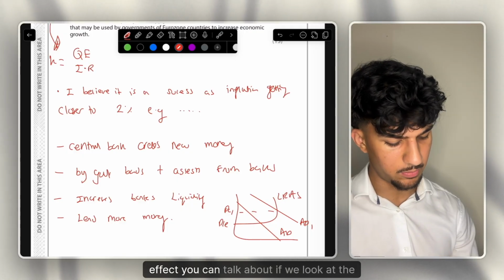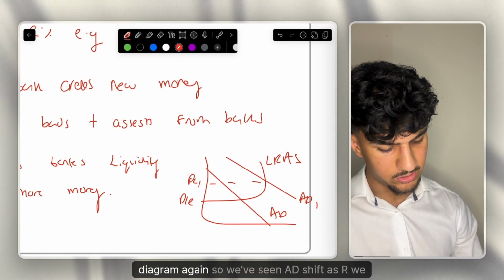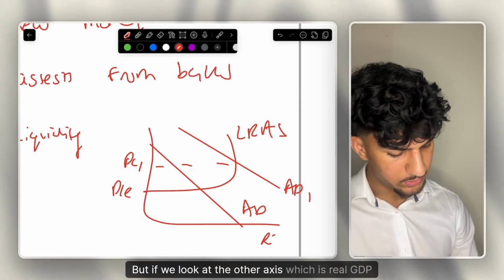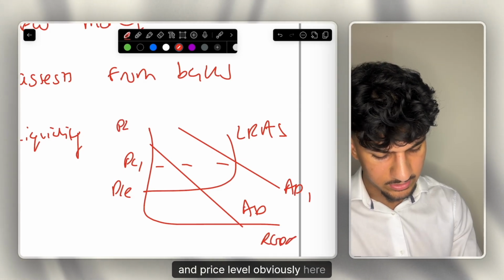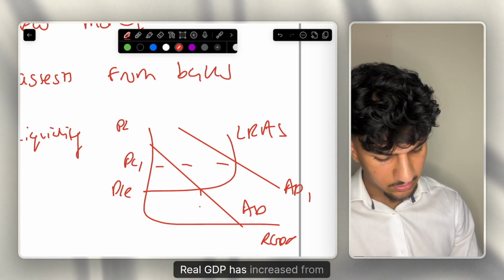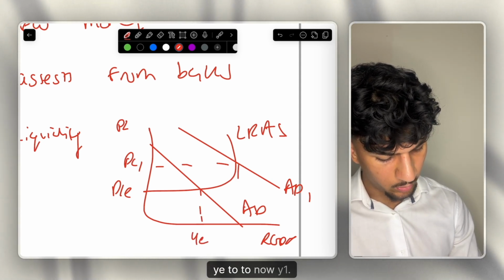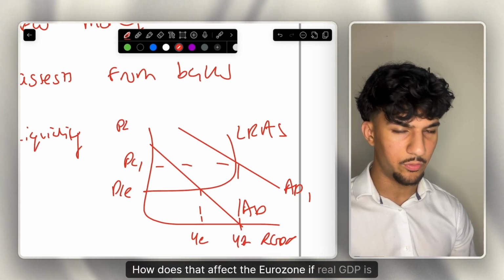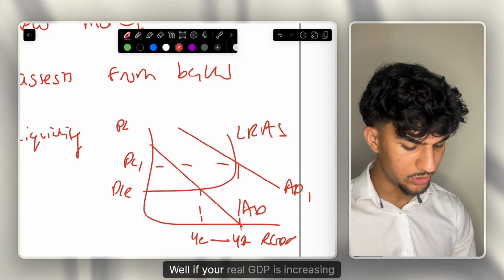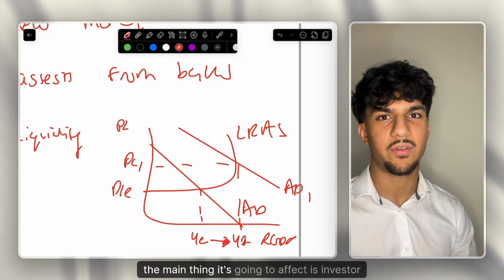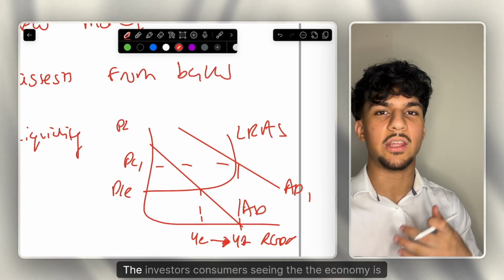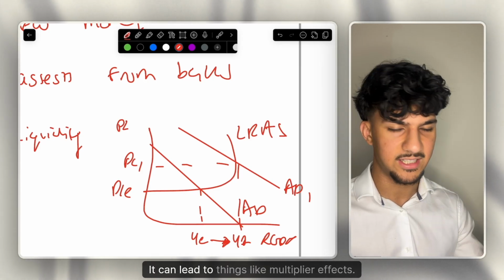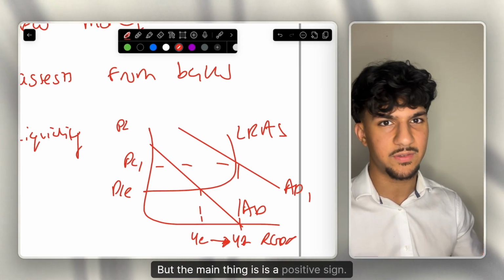And then another side effect you can talk about, if we look at the diagram again, so we've seen AD shifted out, we've talked about price level, but if we look at the other axis, which is real GDP, obviously here, real GDP has increased from YE to now Y1. How does that affect the economy? How does that affect the Eurozone? If your real GDP is increasing, the main thing it's going to affect is investor and consumer confidence. The consumers see the economy is growing. It's another positive signal. It can lead to things like multiplier effects. But the main thing is a positive sign.